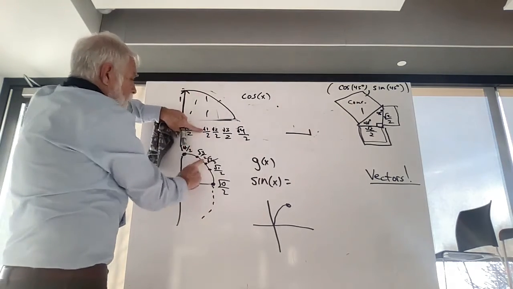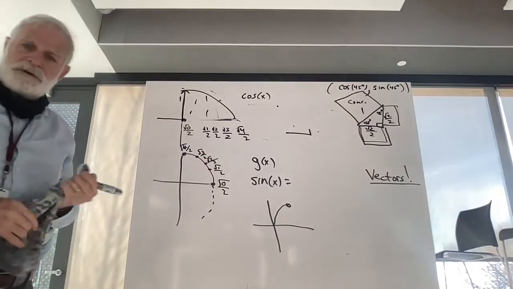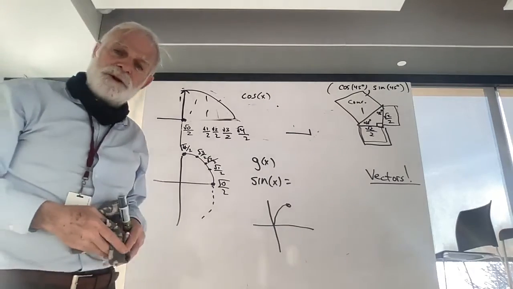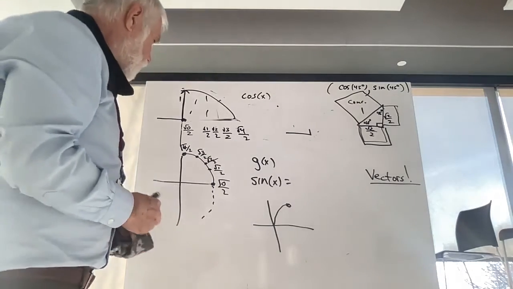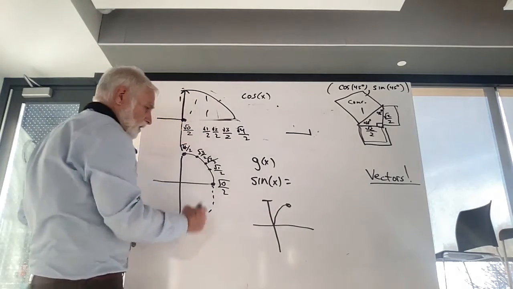This one got bigger. This one got smaller. Gets bigger, gets smaller. So there's this inverse relationship because of the Pythagorean theorem. Okay, so I wanted to show that. So what happens in the first 90 degrees of the sine function?